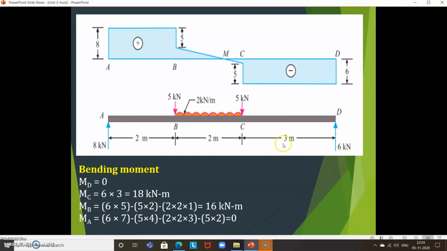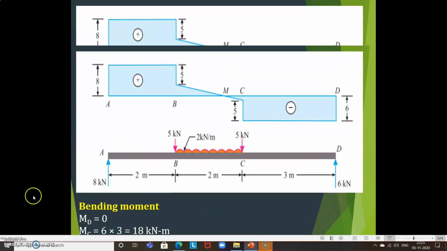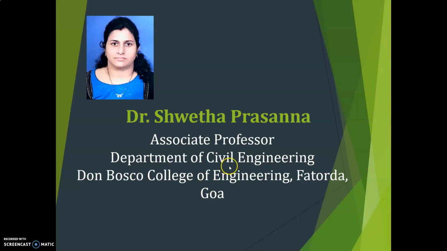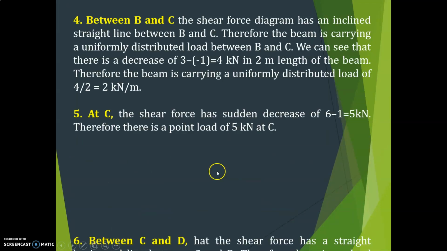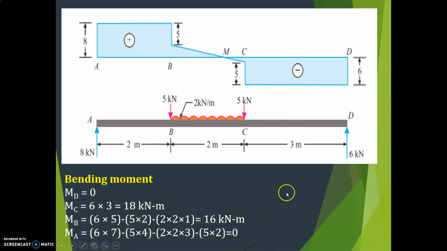Okay, from this you can draw the bending moment. That is very simple. At D, as usual, it is 0, and at C, what is that? Force into perpendicular distance, and the direction is like this direction, so you can see that. So like this direction, that is 6 into 3 is 18 kilonewton meter at C.